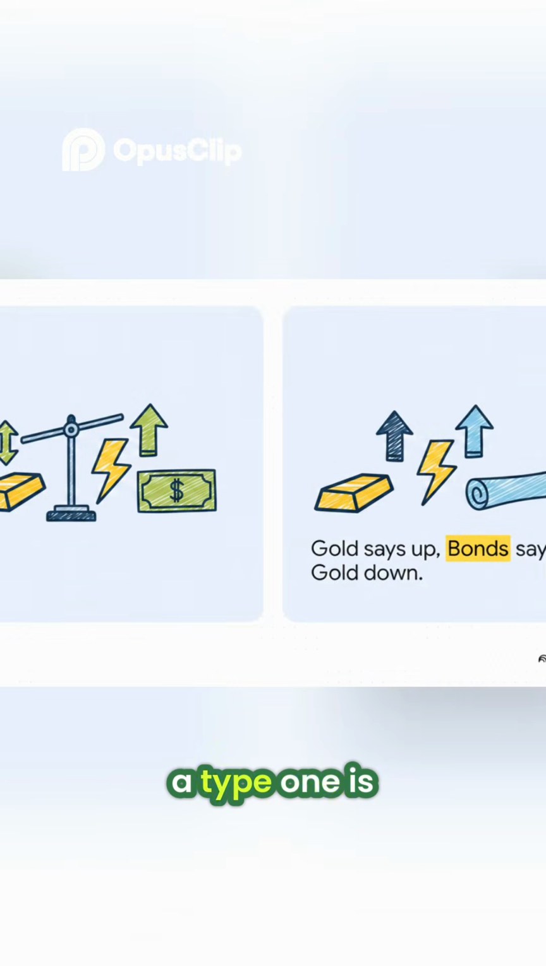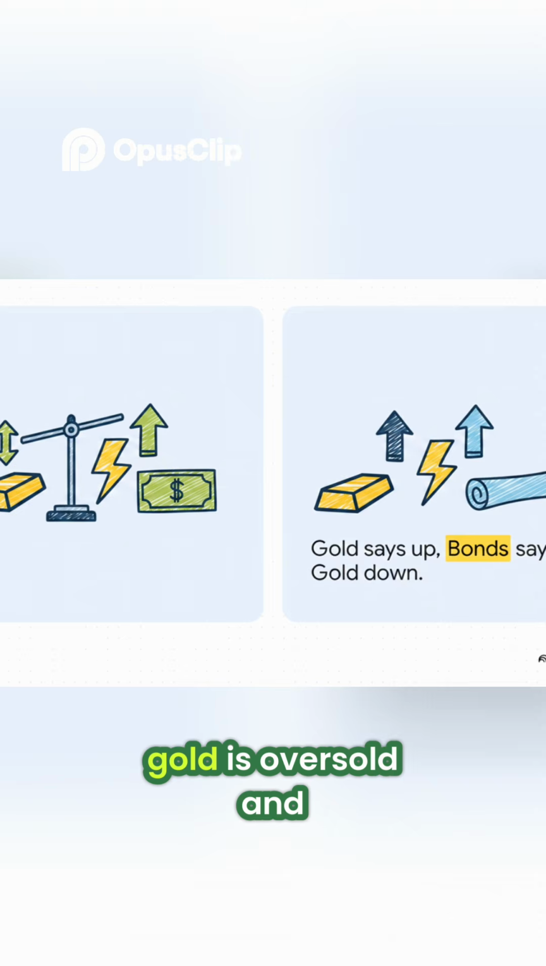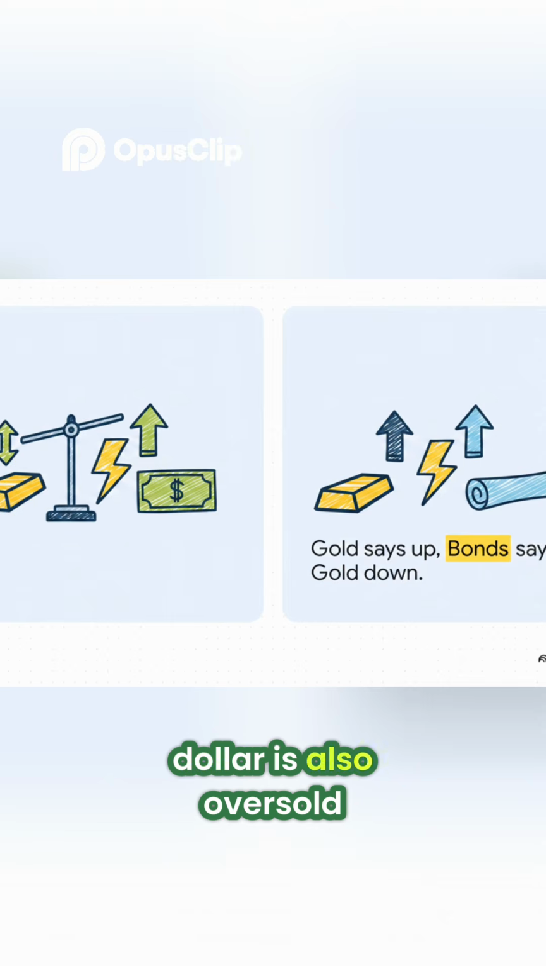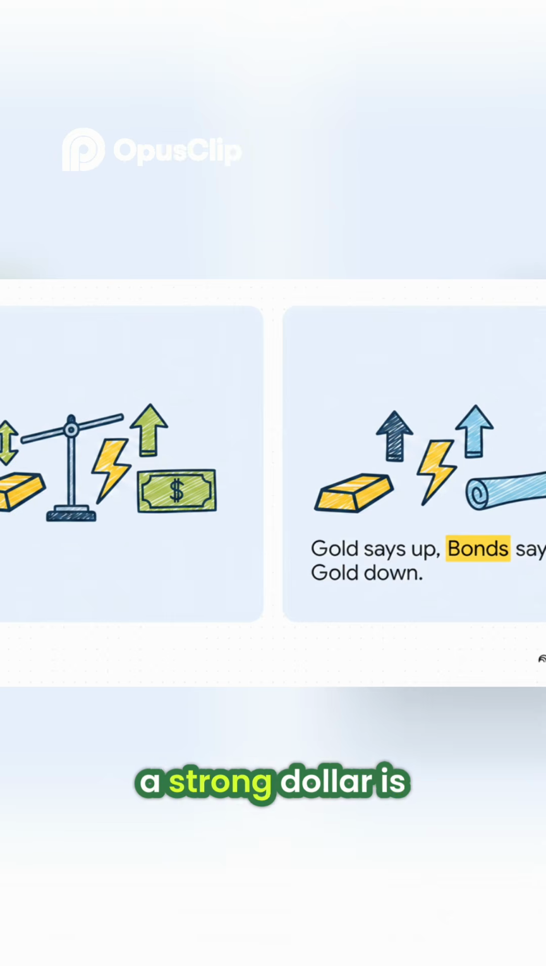For example, a type 1 is a gold-dollar divergence. Let's say the gold COT is telling us gold is oversold and it should bounce, but the dollar COT is screaming that the dollar is also oversold and should bounce. Well, a strong dollar is bearish for gold, so we have a major contradiction.